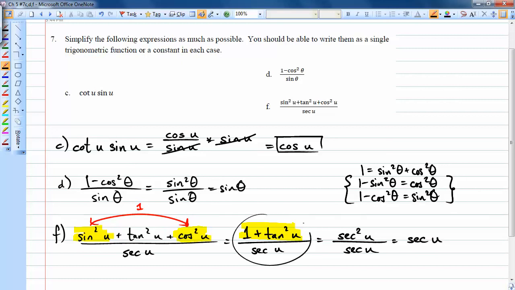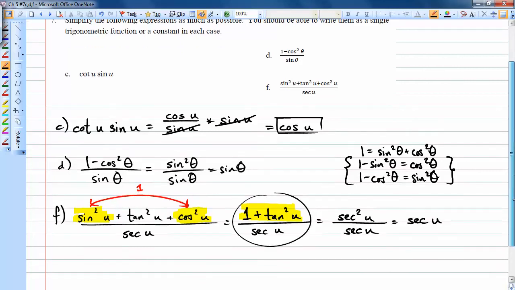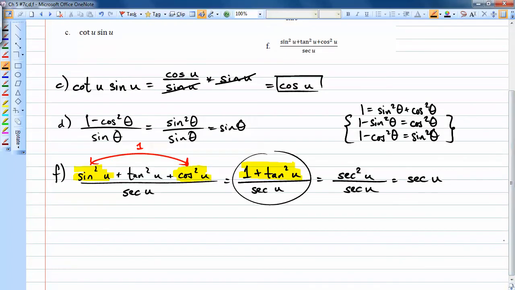Now maybe you don't recognize the numerator yet as secant squared. Hopefully you do, but if you don't, that's okay. At this point, you'd probably kind of feel stuck in the problem. So that's where you use the strategy, turn everything into sines and cosines, and then see what you can do. So in this case, it would make the problem a lot longer, but you can do it. You can say 1 plus sine squared u over cos squared u, all over 1 over cos u. And then we start working this out.